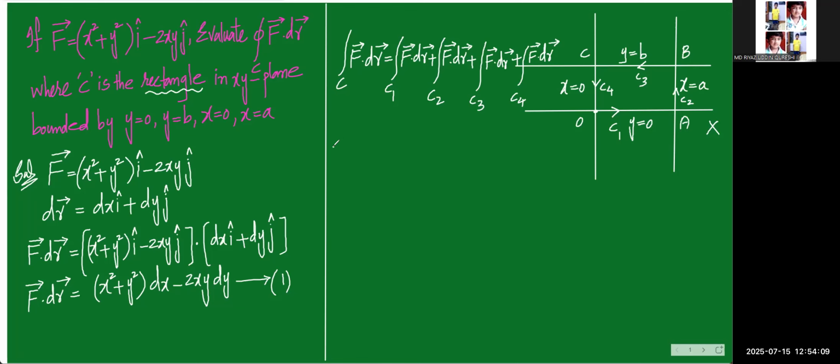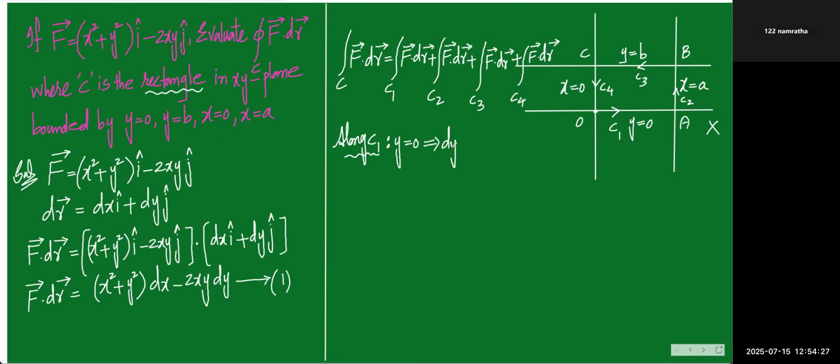Means along C1, where is it, here it is OA. What is the nature of this line? We say that it is y is equal to 0. The name of this line is y is equal to 0. It means dy is also 0, differentiation is also 0.